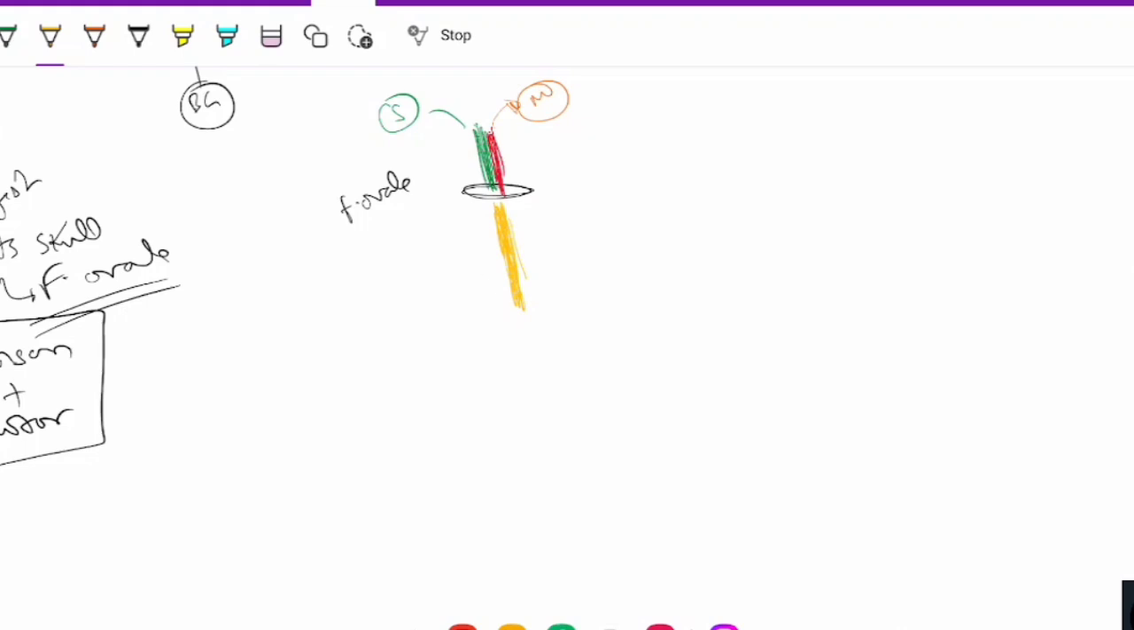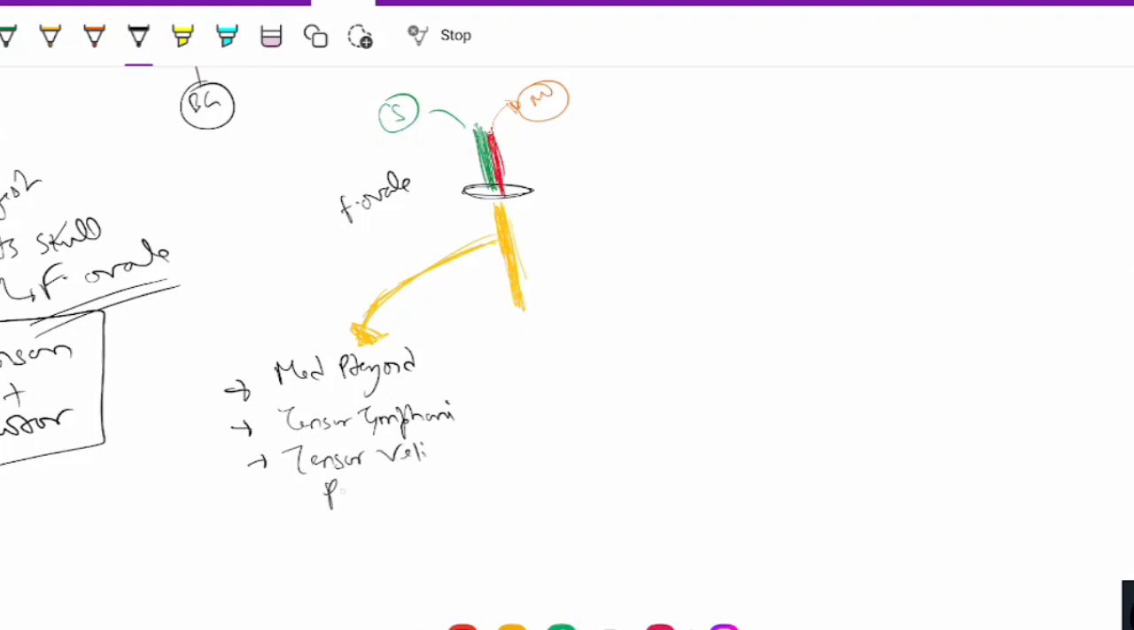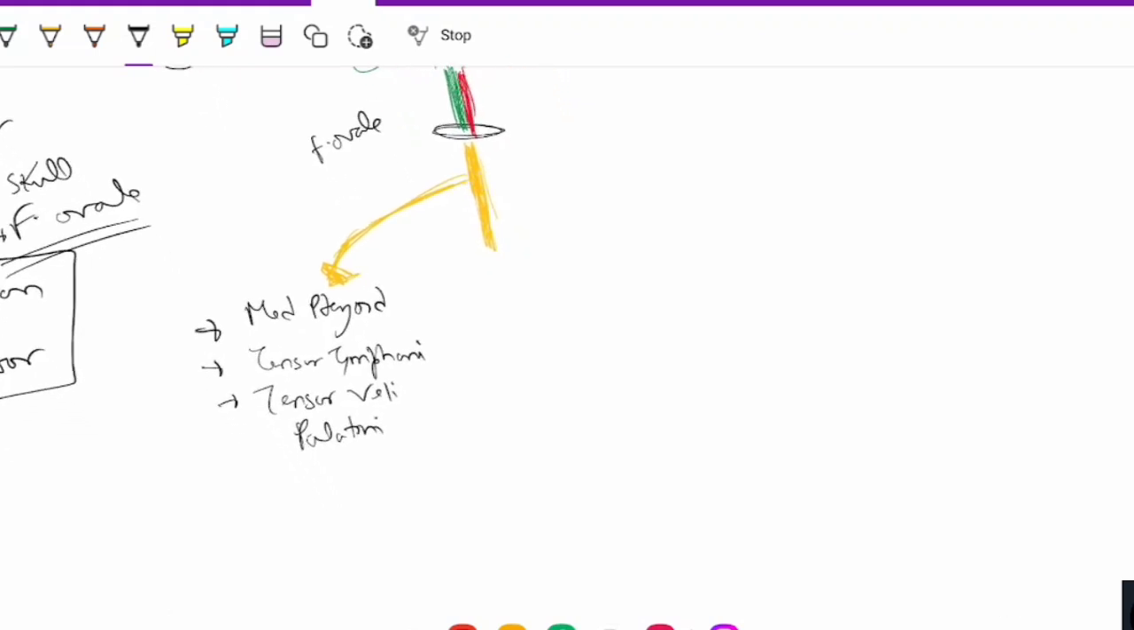First, it gives off a branch. This branch supplies your medial pterygoid muscle. It also supplies two other muscles, that is tensor tympani and tensor veli palatini. So three muscles.